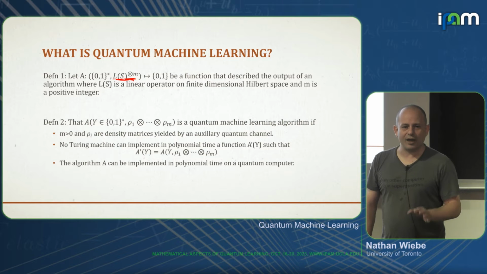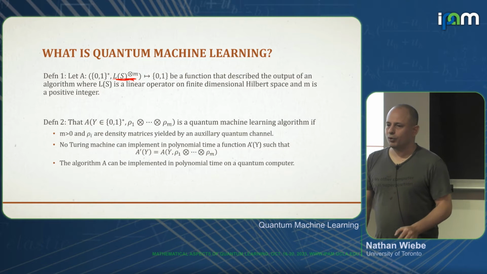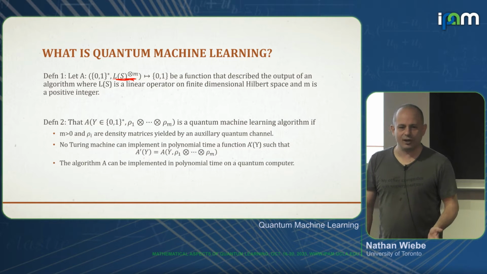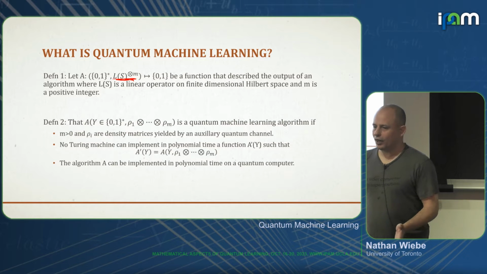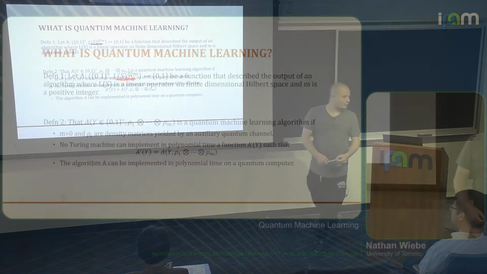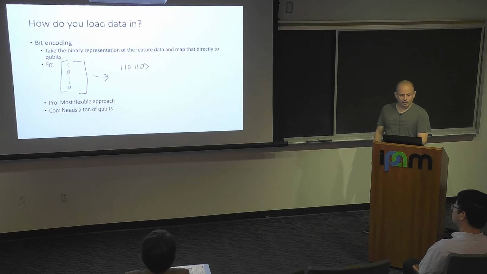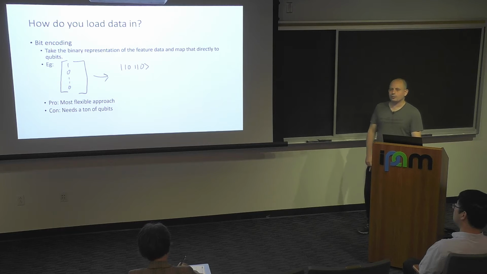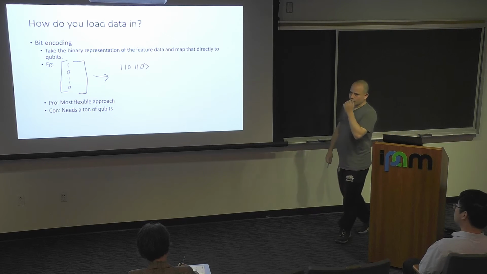So I wanted to make sure that there were some additional caveats that were put in, in a DiVincenzo criteria-ish way, in order to be able to rule out randomized algorithms as being quantum machine learning algorithms. So this is what I mean by quantum machine learning. And there's questions about how you would end up doing this.